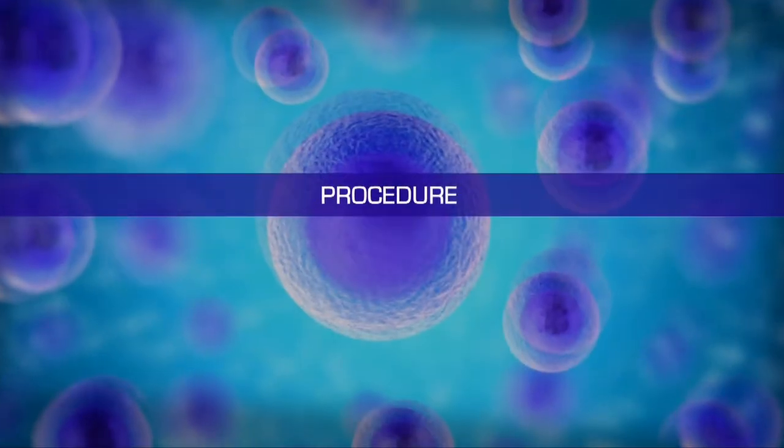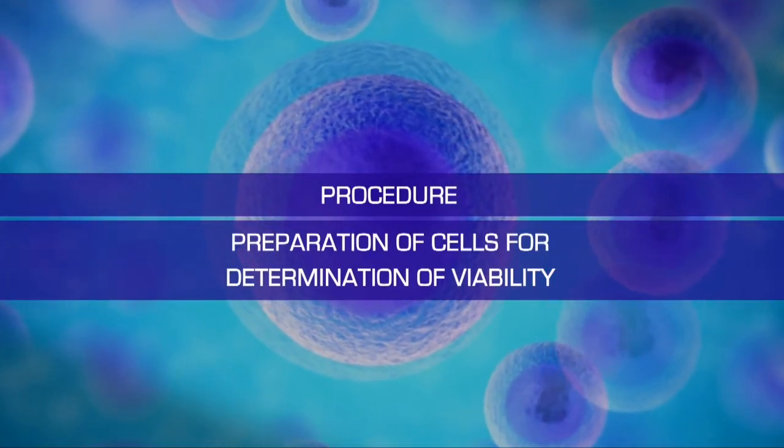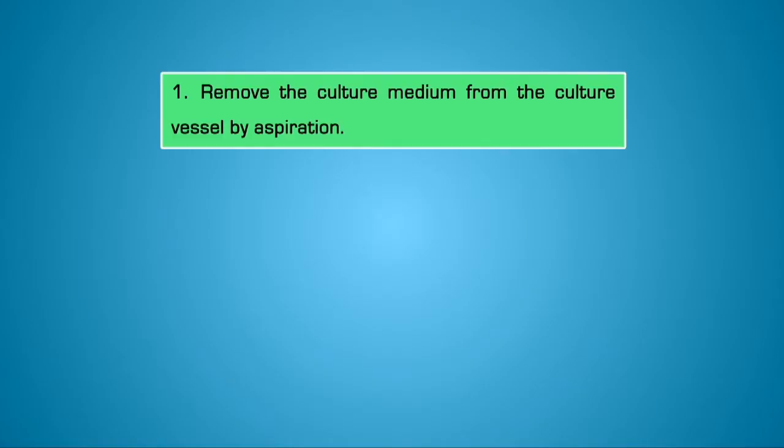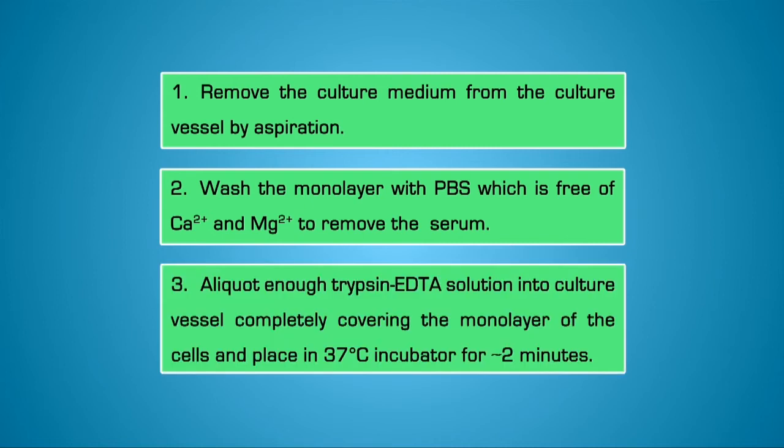In the procedure, first the preparation of cells for determination of viability. In the first step, remove the culture medium from the culture vessel by aspiration. Then, wash the monolayer with PBS, which is free of calcium ions and magnesium ions, to remove the serum. Next, aliquot enough trypsin EDTA solution into the culture vessel, completely covering the monolayer of cells, and place in a 37 degrees centigrade incubator for approximately 2 minutes.